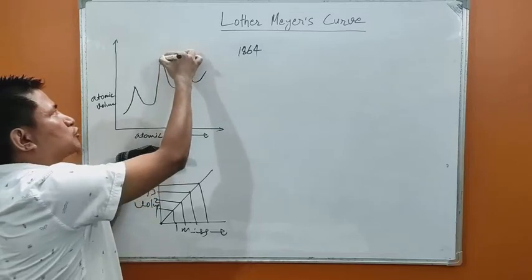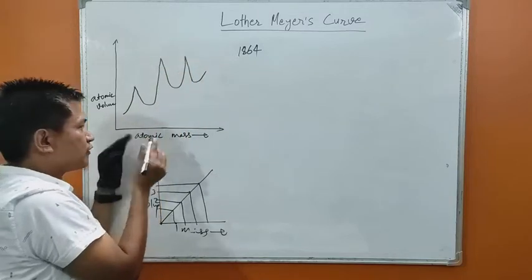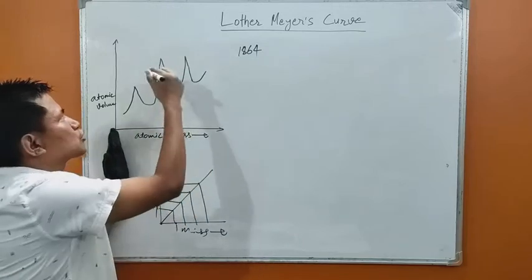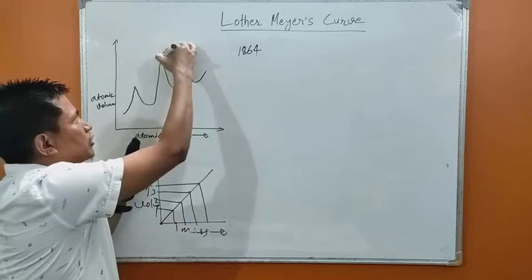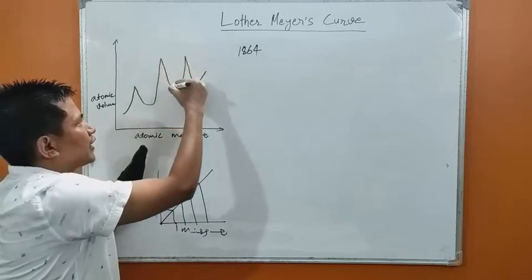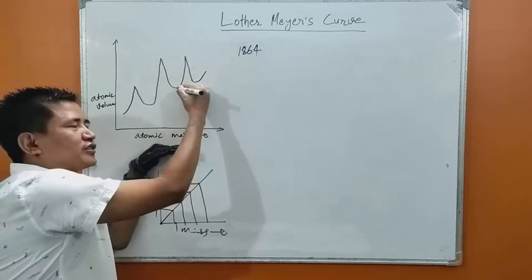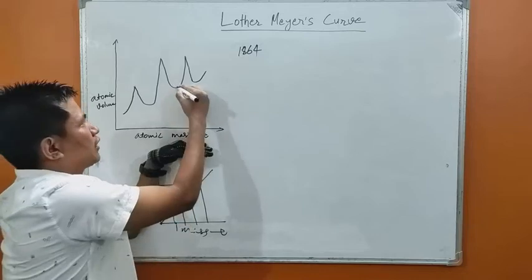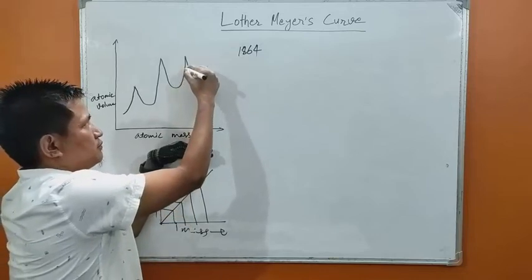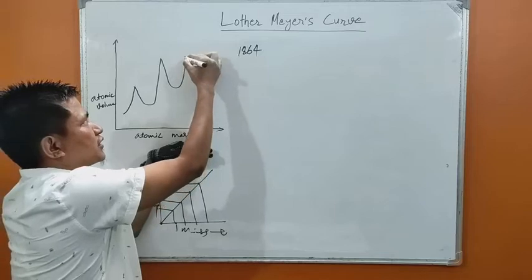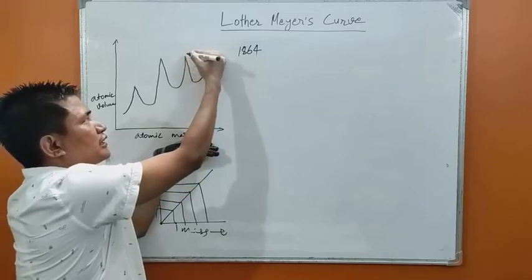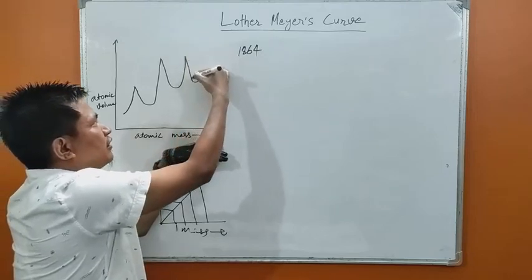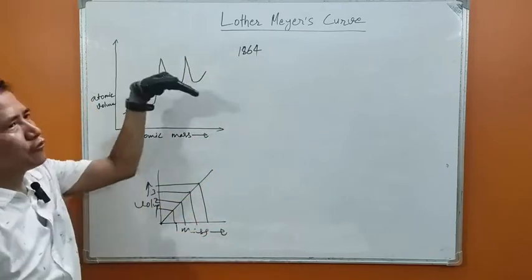And after reaching this fixed point, when you are constantly increasing atomic mass, atomic volume again starts decreasing. And after reaching this point, you are constantly increasing atomic mass, and again atomic volume starts increasing. And after reaching this point, you are constantly increasing atomic mass, but atomic volume starts decreasing again. And again the same pattern follows.